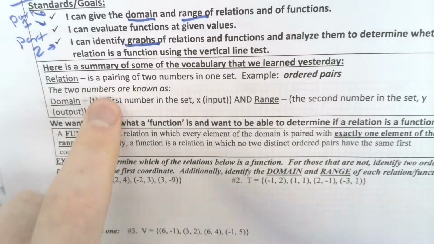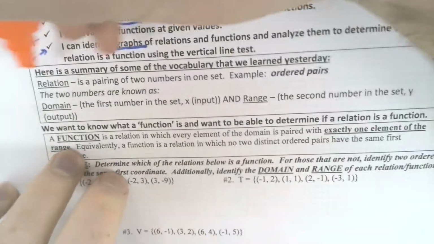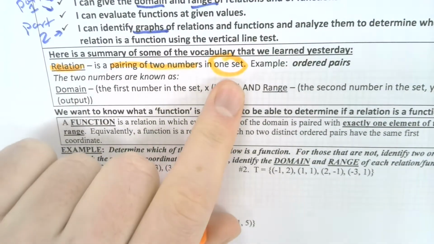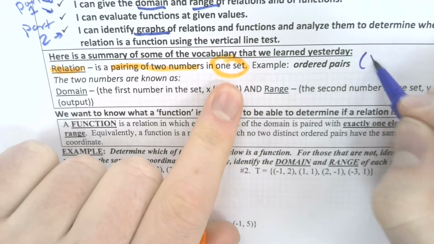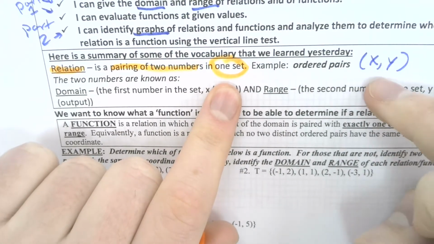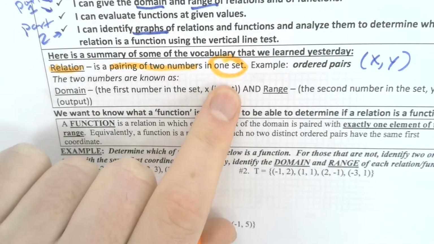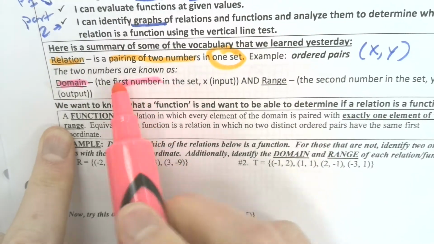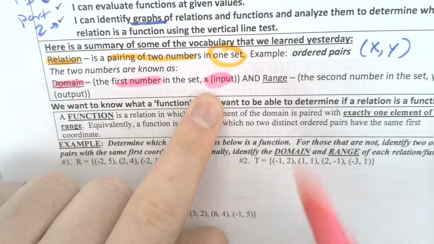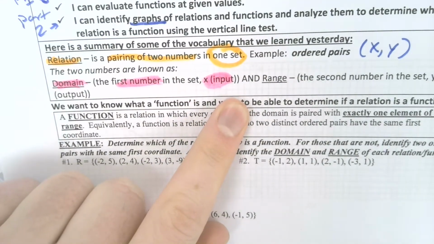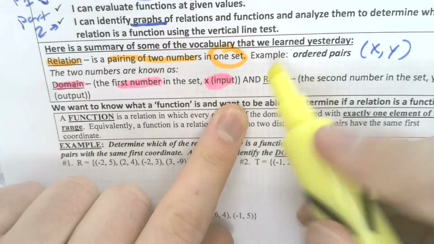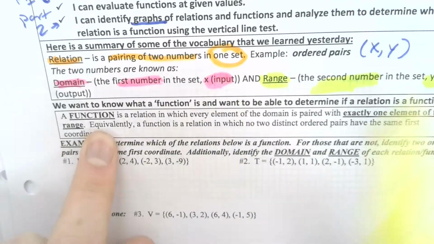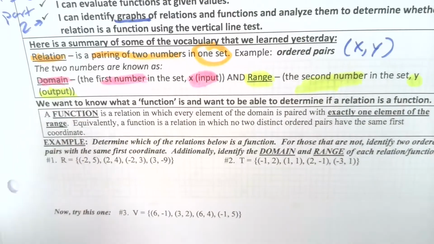Now, quick reminder, a relation is a pairing of two numbers into one set. And the example we used on day one was ordered pairs, aka coordinates, x and y. These two numbers are known as, again, little reminder, domain, which is the first number in the set. We call that x, or the input, and range, which is the second number, aka y, aka the output.